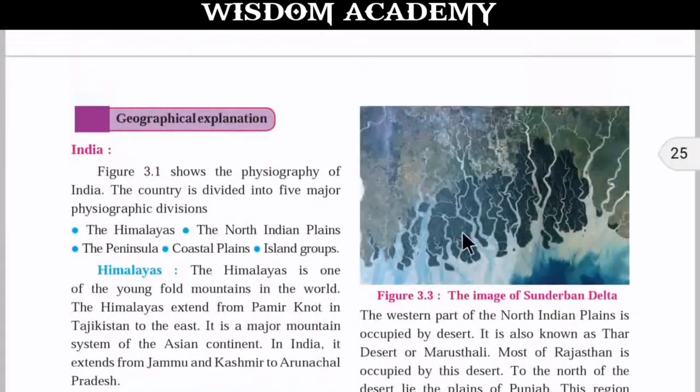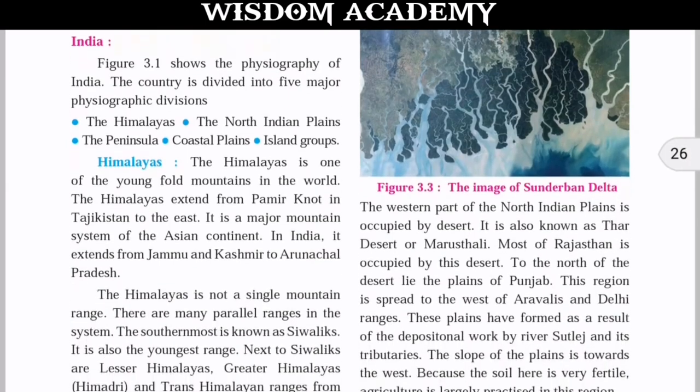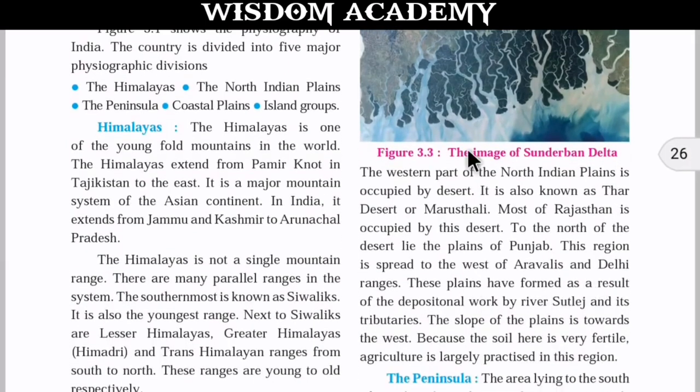So this is the photograph of the delta. This blackish region is land and this white region is water or river. After the river deposits, land is formed here. So this is the delta. This is Sundarban delta. Sundarban delta is formed because of the deposition of Ganga river and Brahmaputra river. Sundarban delta is in Bangladesh and West Bengal state of India.